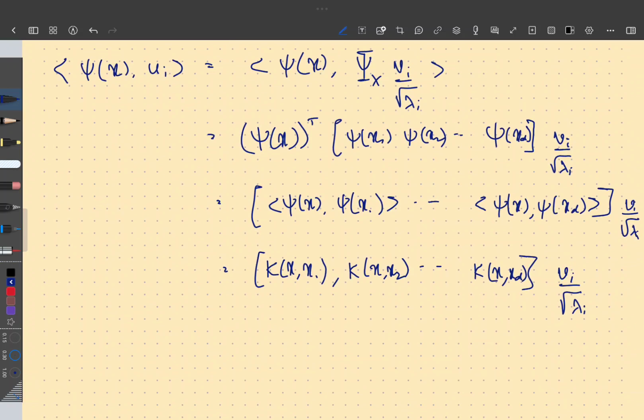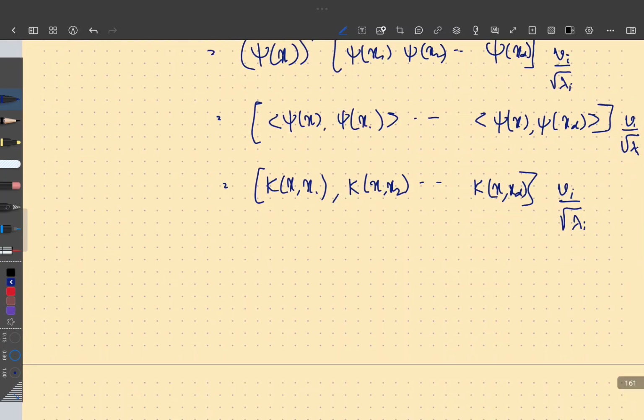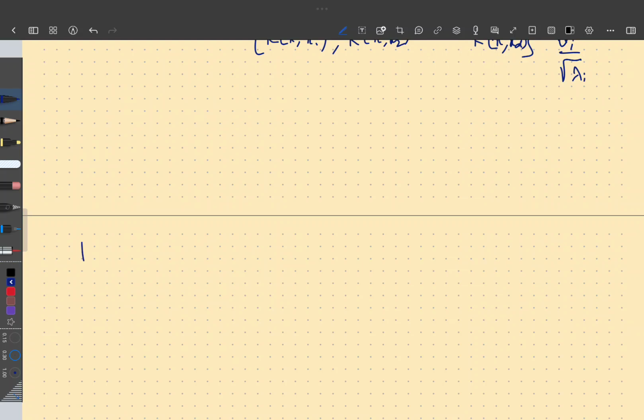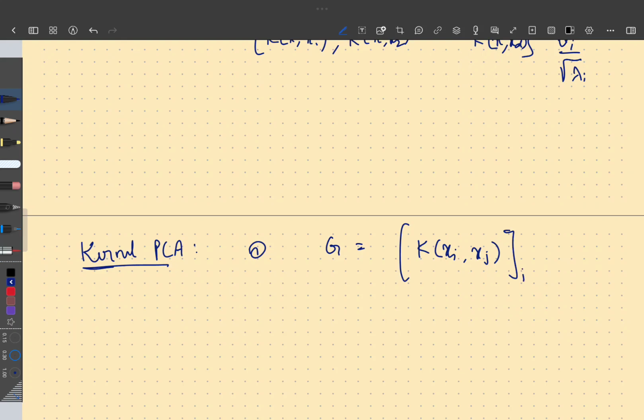Alright, so the procedure to do kernel PCA is the following. So first you construct the Gram matrix K(xi, xj) for all pairs, the Gram matrix.